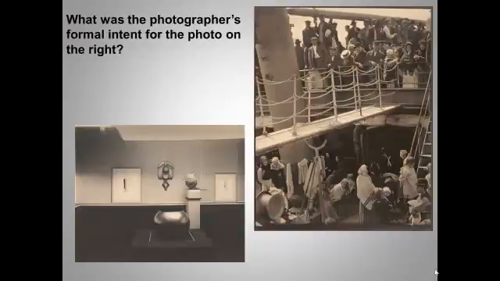Always watch out for that word formal. Remember that it refers to style. So here's a big hint. This is what the Metropolitan Museum of Art has to say about the photo on the left, which is also a photograph by Stieglitz. Stieglitz introduced Picasso's work to America in 1911.